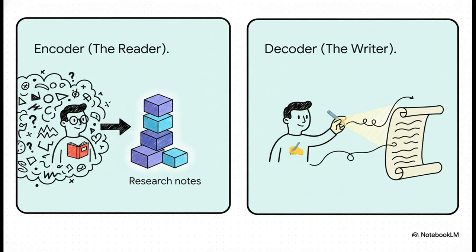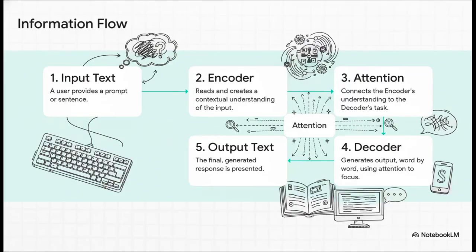Then you've got the decoder. That's our writer. It takes those notes and starts generating the response one single word at a time, all while using that attention superpower to keep checking back on the most relevant parts of the notes. So here it is, the whole shebang from start to finish. You type in a prompt, the encoder reads it and gets it, the decoder starts writing the answer, and this is the magic part. At every single step, for every single word it writes, the attention mechanism is the bridge, telling the decoder which part of the encoder's notes is most important right now. This little loop happens over and over until the final response is done.